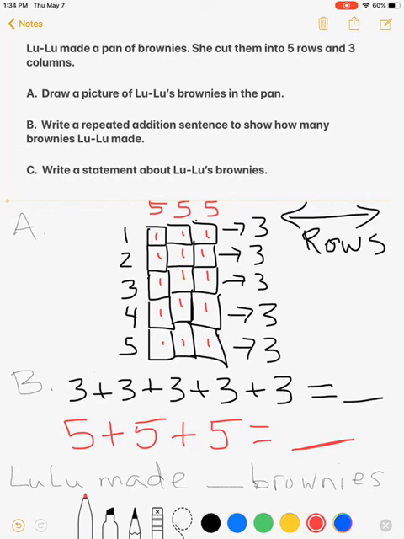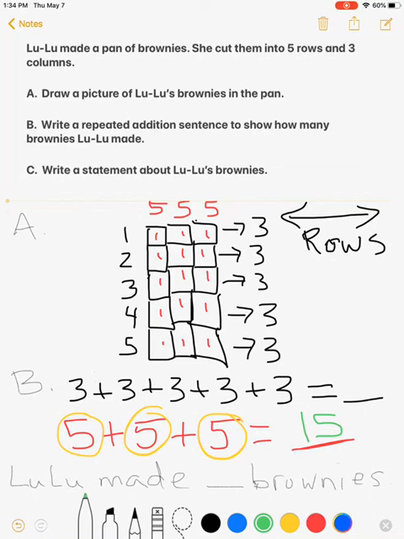I'm going back to that word I mentioned. Efficient means fast. Is adding 3 plus 3 plus 3 plus 3 plus 3 really fast? Or is simply adding 3 fives fast? I'm thinking the 3 fives because I can simply just skip count. I could say 5, 10, 15. And now I know my answer would be 15 brownies.